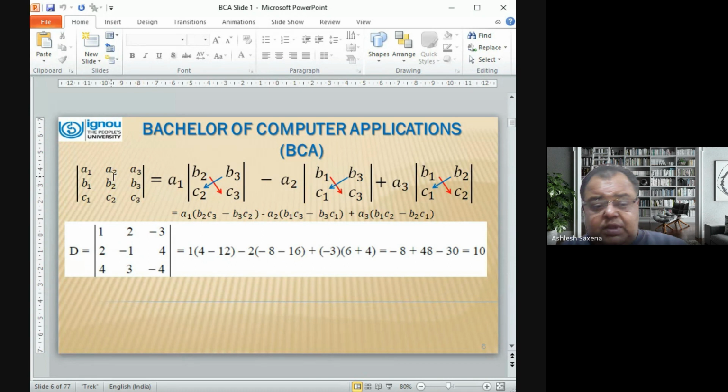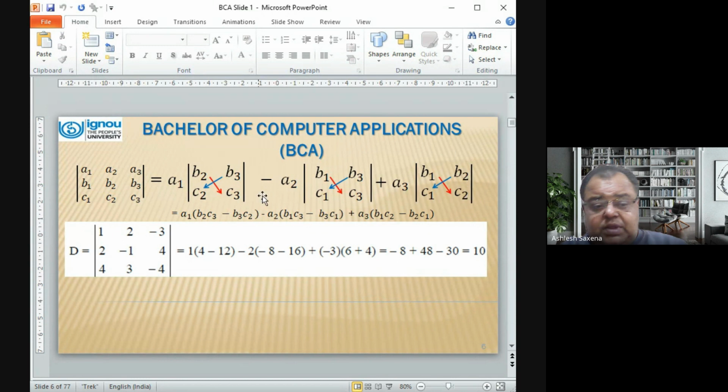Minus, pick this element, remove this row, and remove this column. You are left with B1, B3, and C1, C3, in matrix form. First one is plus, second one is minus, third one is plus. Now pick this element, A3. Remove this, remove this. You are left with these four elements, B1, B2, C1, C2.